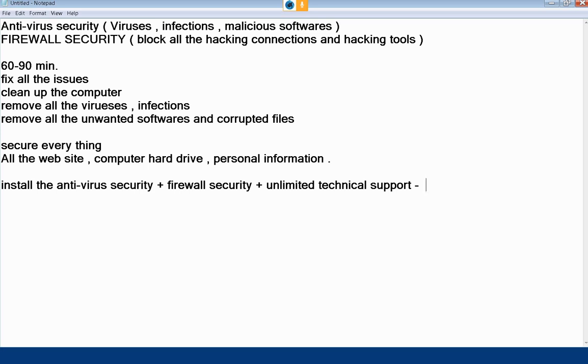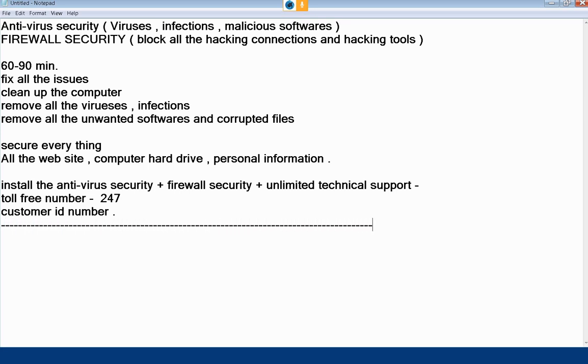So in future, if you have any problem with the computer, you will get unlimited technical support, which means you're getting one of the toll-free numbers from us where you can dial 24 by 7. If you have any problem with your computer, you just share your customer ID and the technician will fix your problem without charging even a single penny. Got it? Okay. So you understand so far? Yeah.